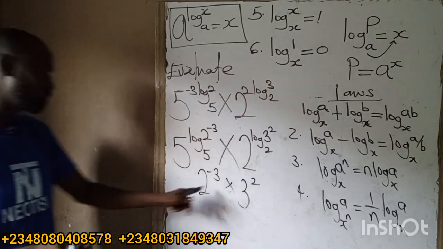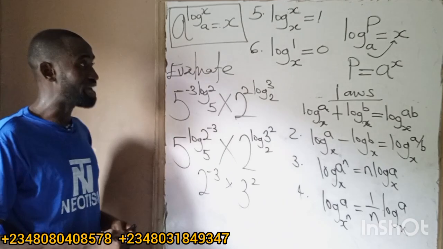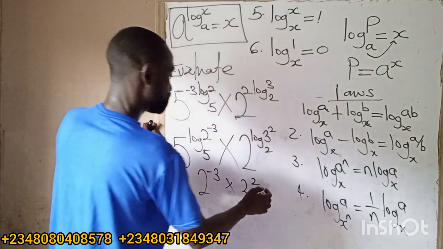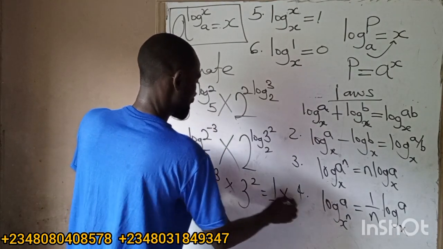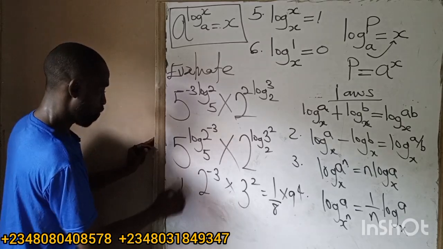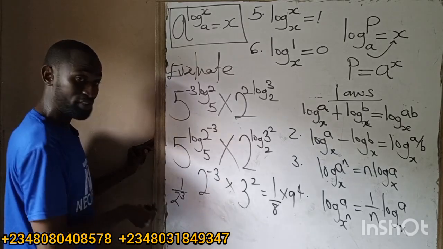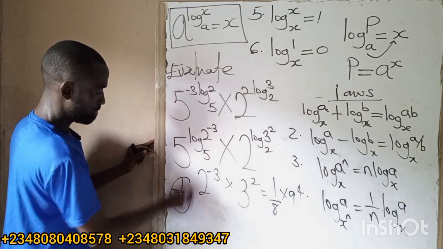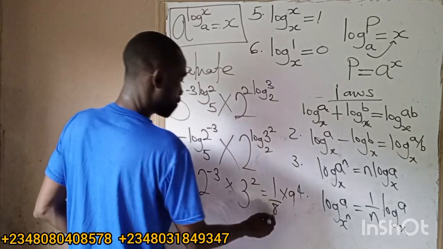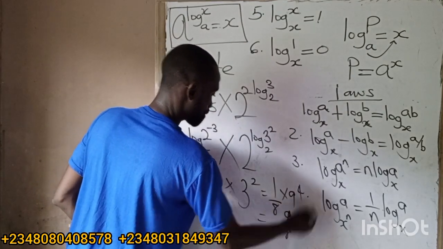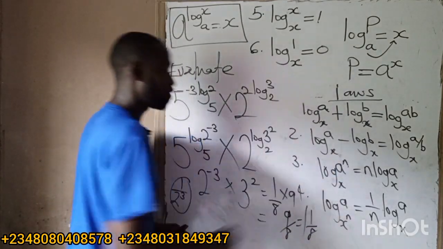Alright, so this is 1 over 8, and this one is 9. So here we have 1 over 8 times 9. How do I get 1 over 8? This is 1 over 3 raised to power 3, from the laws of indices. So we have 1 over 8 times 9, I have 9 over 8, which equals 1 1 over 8.